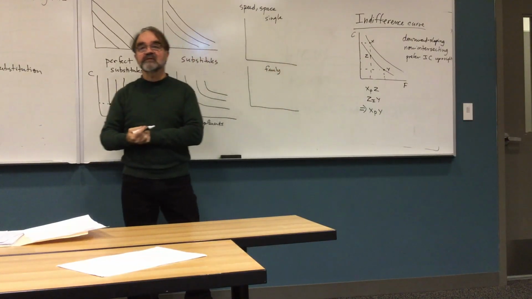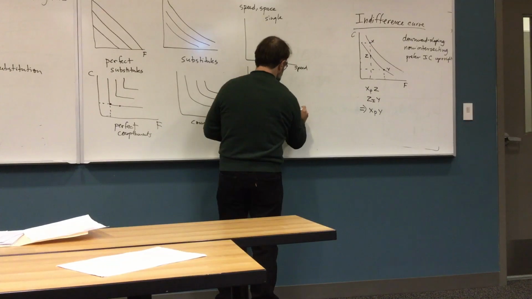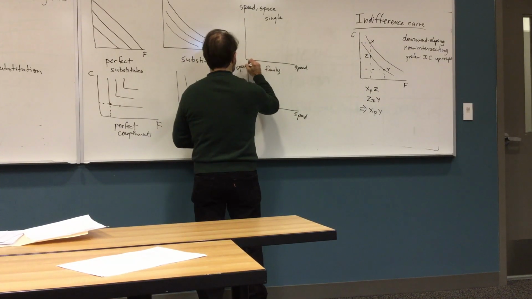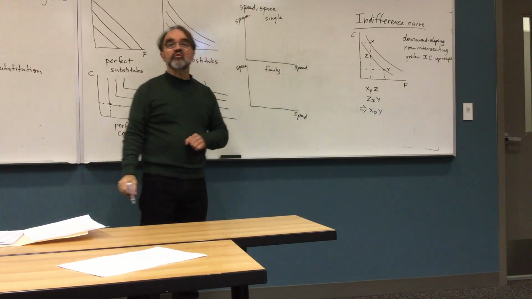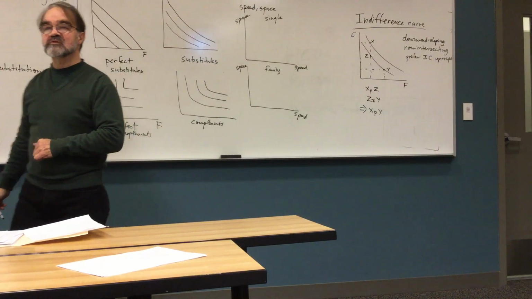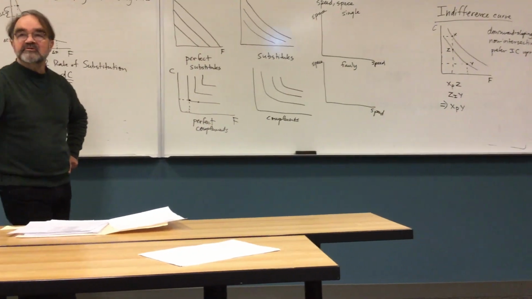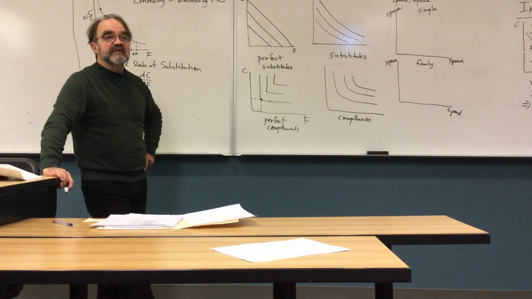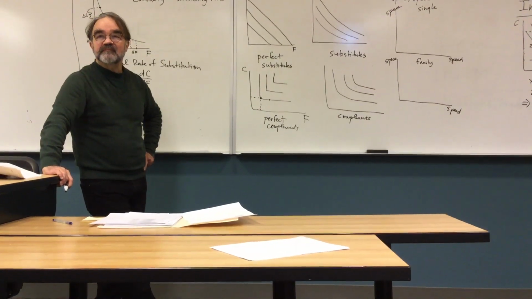and the other is people with families. Say we're putting speed here and space there. Then what would their indifference curves look like? How about you think about that, and we'll take a short break. When we come back, maybe you'll have some answers for me. Okay?